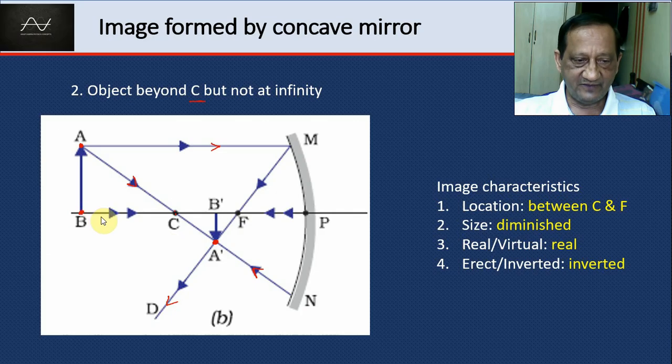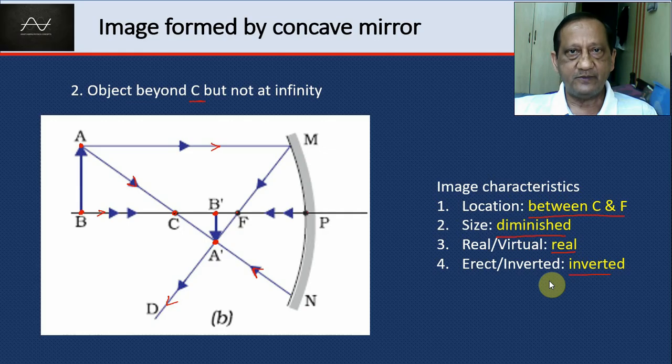Whereas the image of B, if I take one ray, it is going to hit perpendicularly and therefore retrace its path. The image of B should be on the principal axis. And clearly it should be here only, because the object is sitting like this, the image will all be like this. What do we observe? First of all, we observe that the size of the image is smaller than the size of the object. The size is diminished. It is not a point image, but it is still diminished. The location is between C and F, between the center of curvature and the focal point. And it is real and inverted. The rays are actually intersecting.